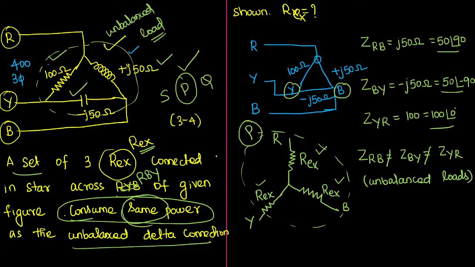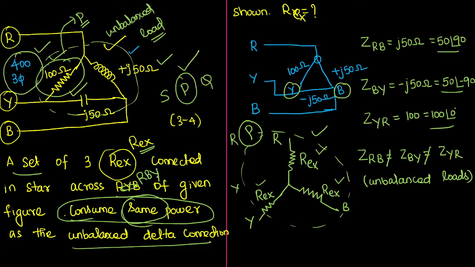So power consumed by the resistor is only real power. If it is equal to the power consumed by the unbalanced load, in this unbalanced load only one branch is having a resistor. So calculate the real power consumed by this resistor in the unbalanced load. That power will become equal to the power consumed by this total star connected resistor load when they are connected with the same RYB terminal, that is, across the same line voltage.